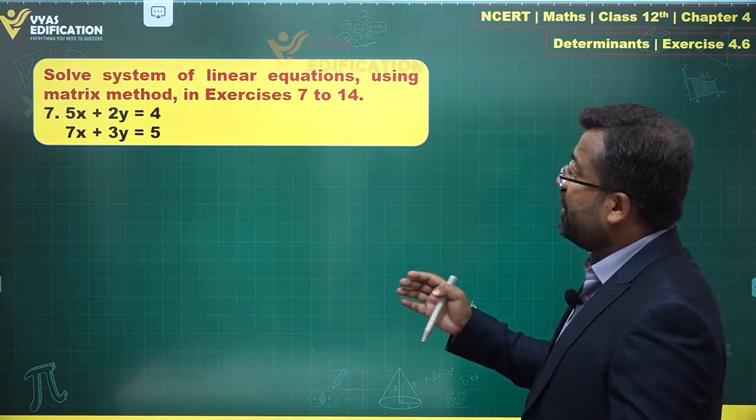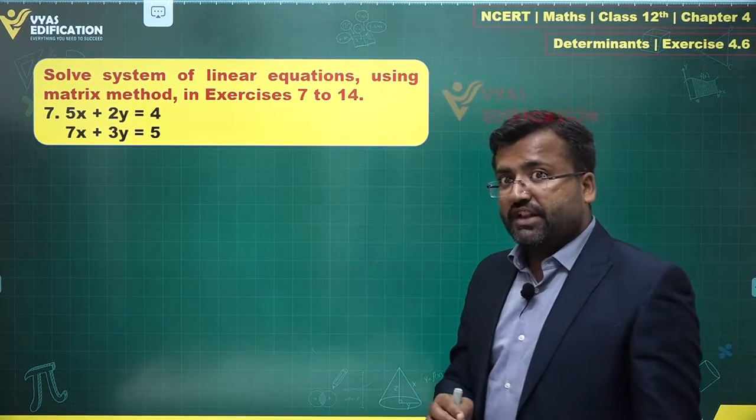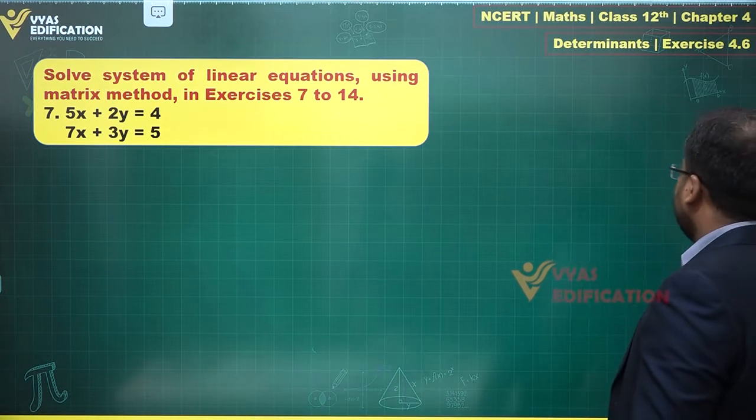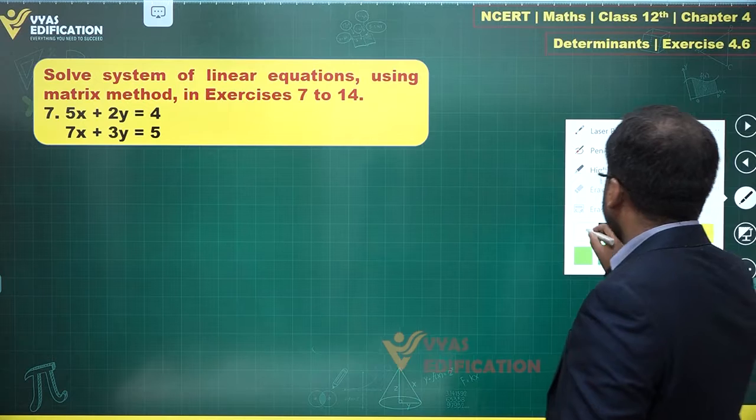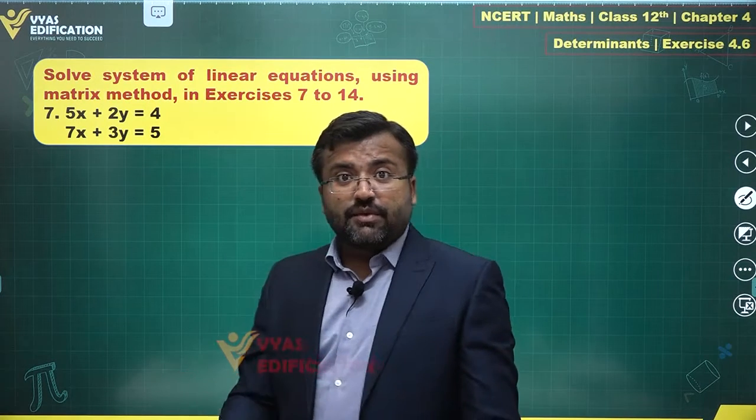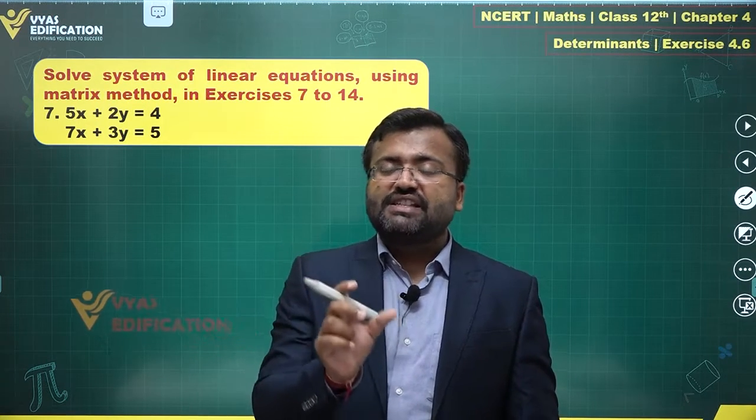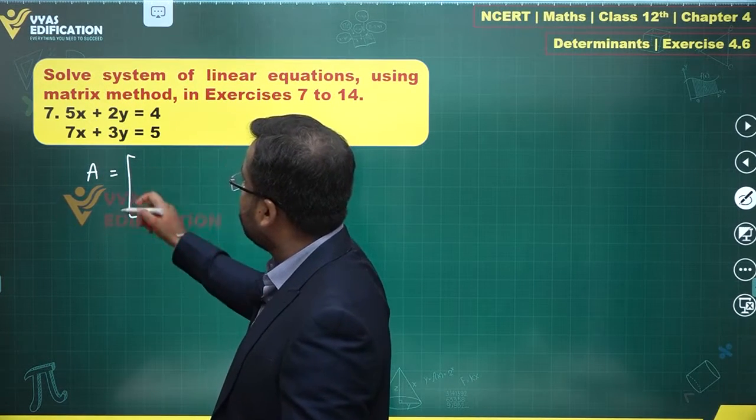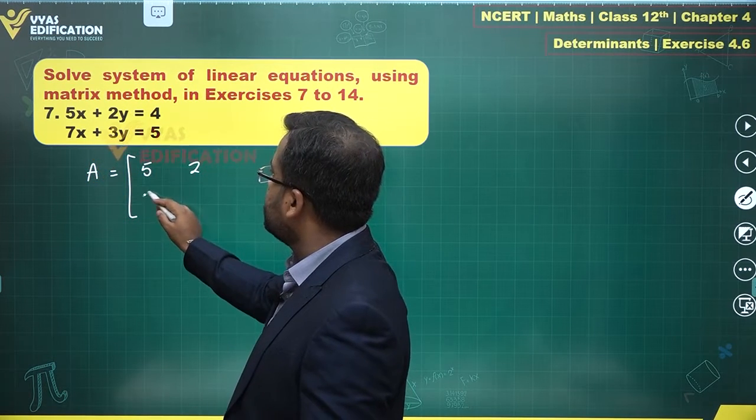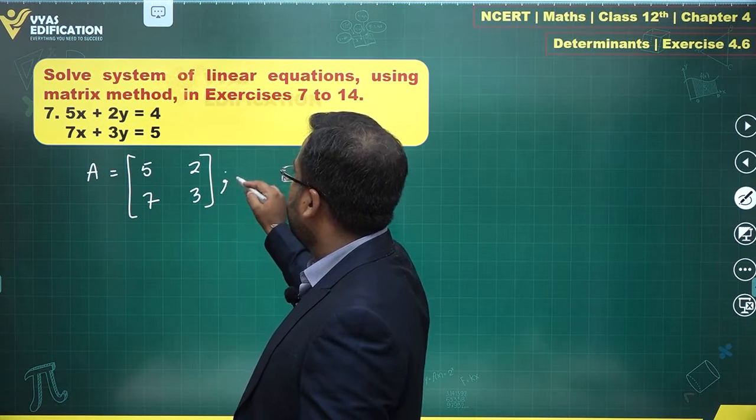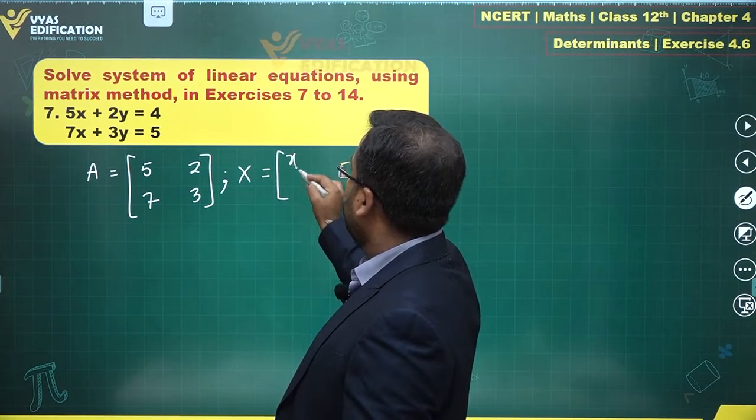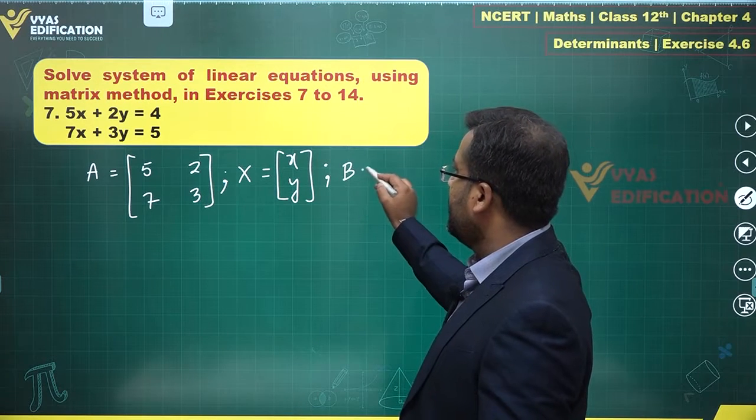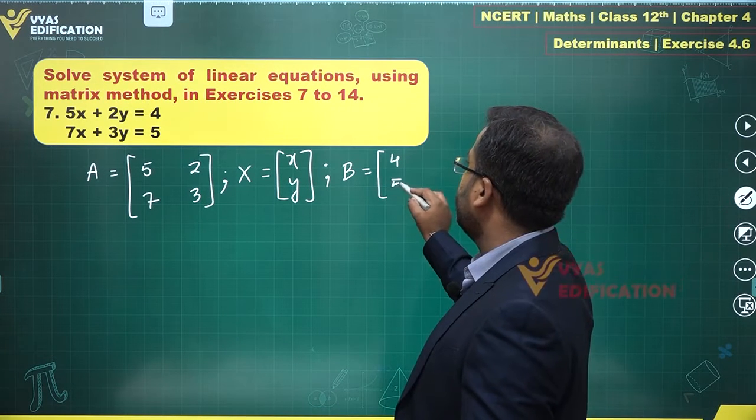The question says, solve the system of linear equations using the matrix method in exercises 7 to 14. This is the 7th question. Let's see how we use the matrix method to solve this equation over here. So this is the system of equations, and let's write it in the required form, that is Ax equals B. So the coefficient matrix will be formed using the coefficients of x and y: 5, 2 in the first equation, 7, 3 in the second equation. Then you have the variable matrix x, y, and then you have the right hand side, that is matrix B, which is this matrix over here.